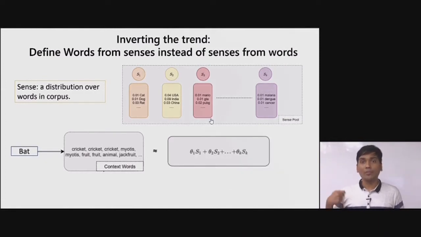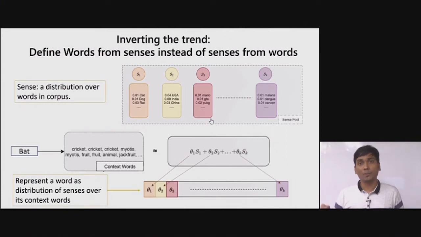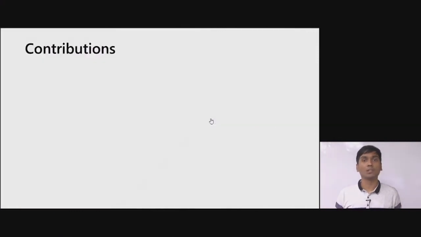And I'll try to find those coefficients theta i such that the linear combination of the senses better approximates this multi-set as a multinomial distribution. And I'll represent my word bat as a vector containing the theta i's. That's the generic idea of Word2Sense.